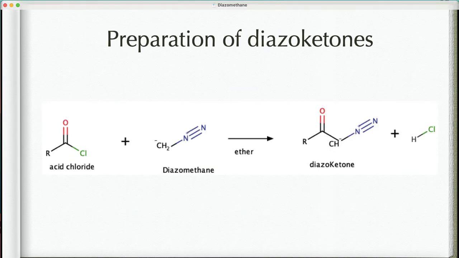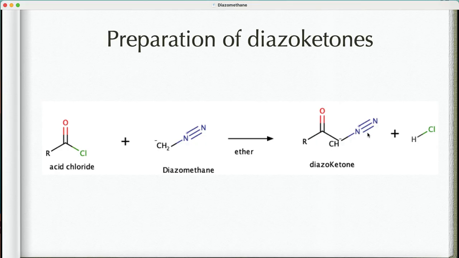Then the fourth synthetic application is the preparation of diazoketones. It is one of the intermediates used for the preparation of ketenes. Acid chloride RC double bond OCl on treatment with diazomethane CH2N2 in ether, there is the loss of HCl. We get the diazoketone as the product, that is RC double bond O CHN2.